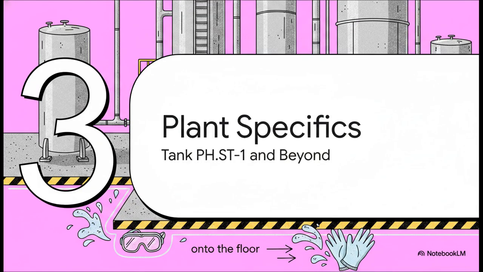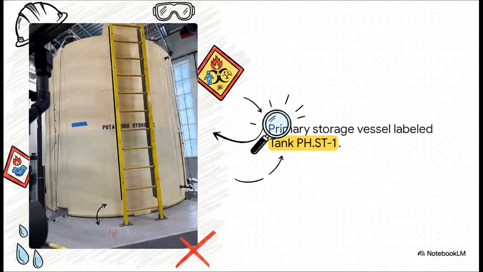Moving on to Section 3, plant specifics. This right here is your primary storage vessel, designated tank PHB-ST-1. It's a massive, specially designed container where the bulk 45% potassium hydroxide is securely housed the moment it gets delivered to our plant. Notice the robust construction and the specific labeling? When you are out doing your rounds, this is the main hub you are inspecting for absolutely any signs of leaks or damage.